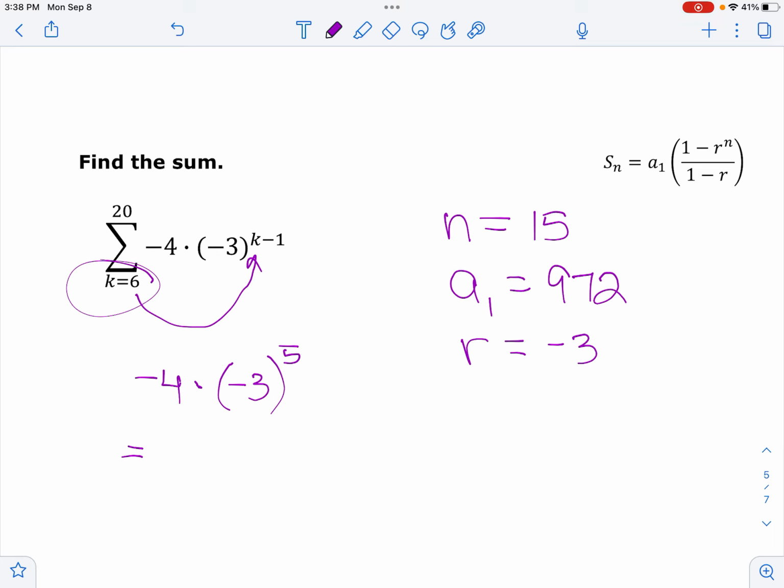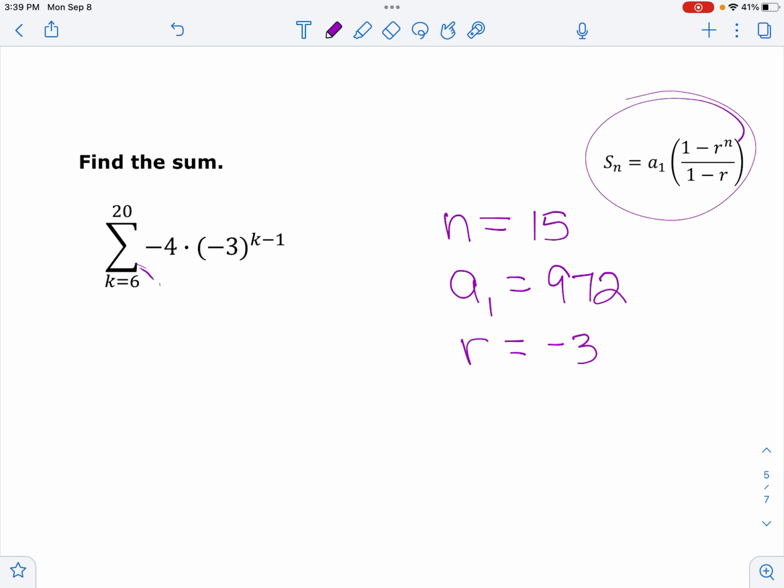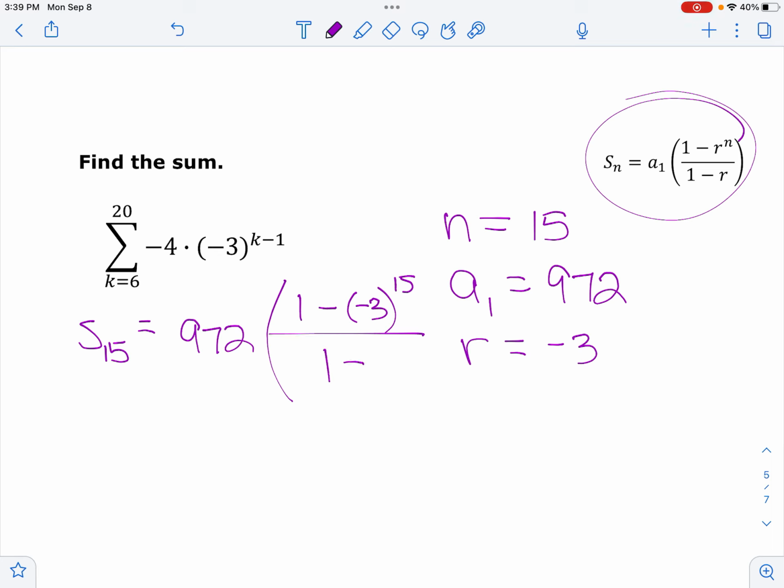And if I'm multiplying by negative 3, this is going to be pretty big. Okay. All right, let's see how we do. Now I'm going to use this. Let's set it up. S sub 15 is equal to my first term, 972, times 1 minus negative 3 to the 15th power over 1 minus negative 3.